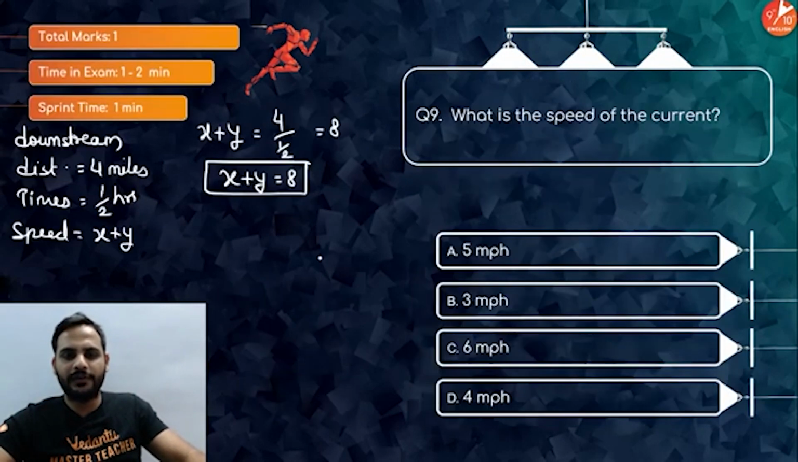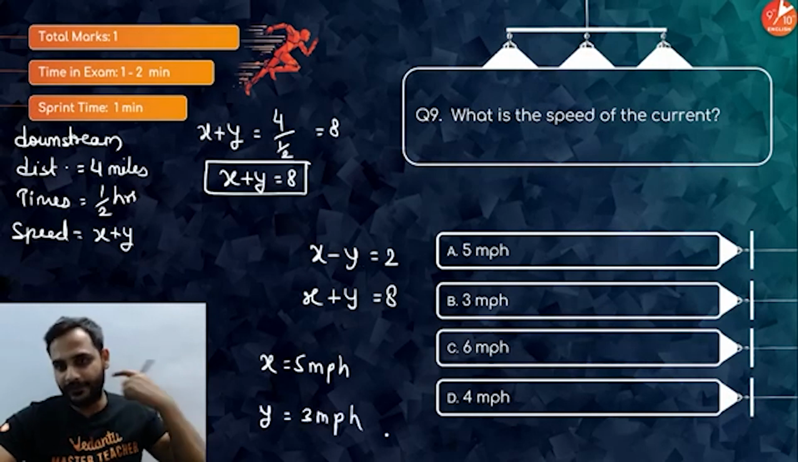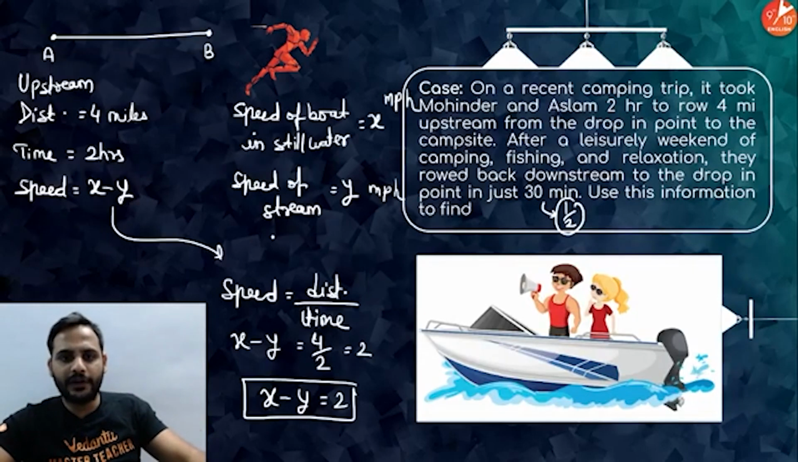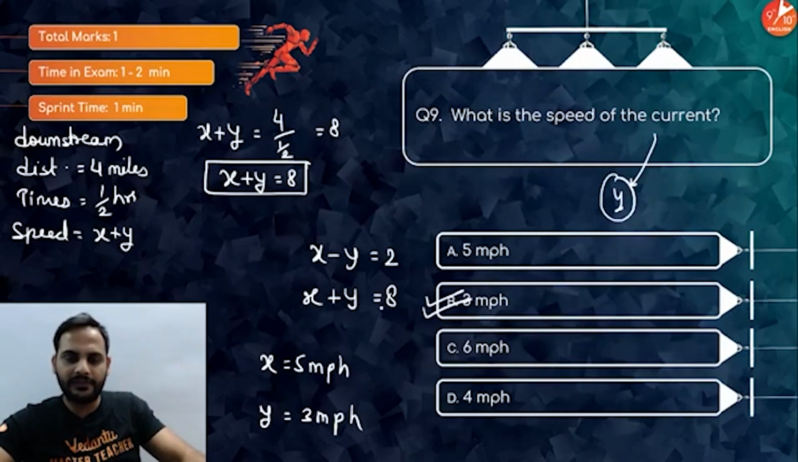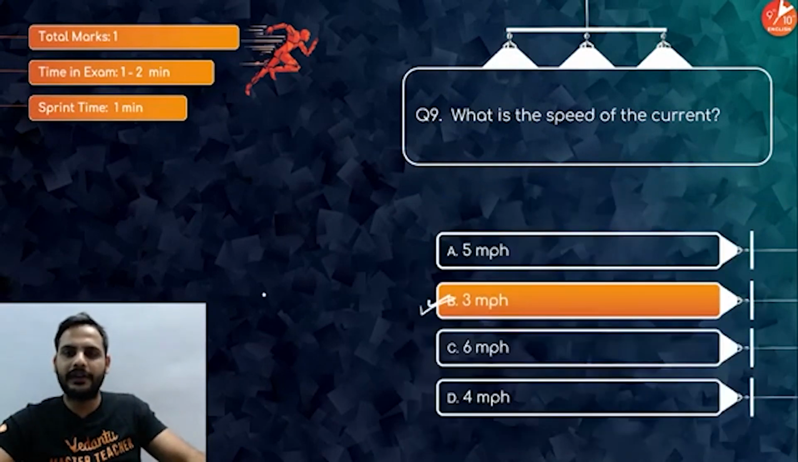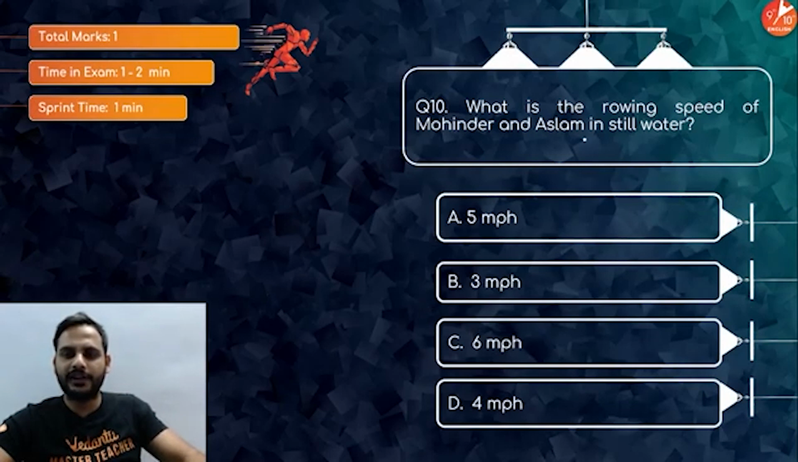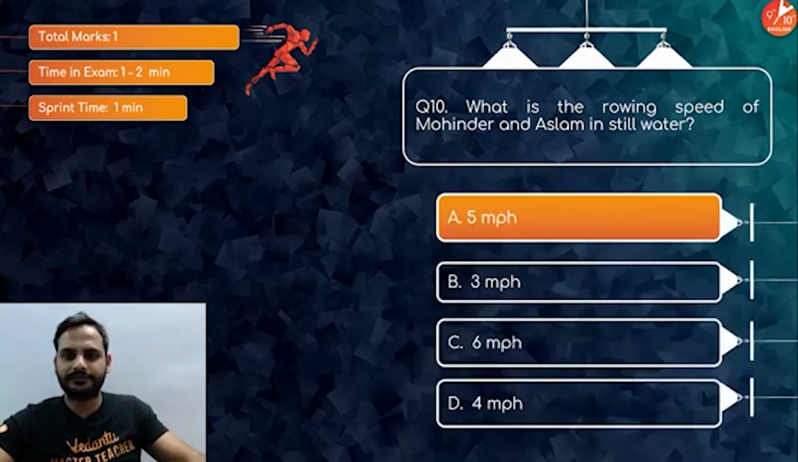Solve both equations. One is x minus y is equal to 2. Second is x plus y is equal to 8. If you add both equations, you get x is equal to 5 miles per hour, and putting it back, y will be equal to 3 miles per hour. First, what is the speed of the current? Speed of the current means speed of the stream, which is y. What is y, beta? Y is 3 miles per hour. Next, what is the rowing speed of Mohinder and Aslam in still water? That means speed of boat in still water, x. X is 5 miles per hour. Simple. We have done the solution.